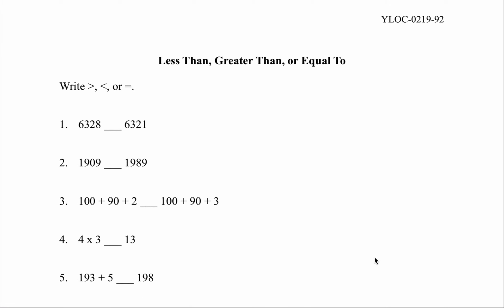Now we're going to do less than, greater than, or equal to. So let's look at number 1. 6,328 is blank, then 6,321. So let's try plugging these values in. 6,328 is greater than 6,321. Does that make sense? If you think about it, it is true that this number is greater. This number is bigger than that. So we're going to put the greater than sign.